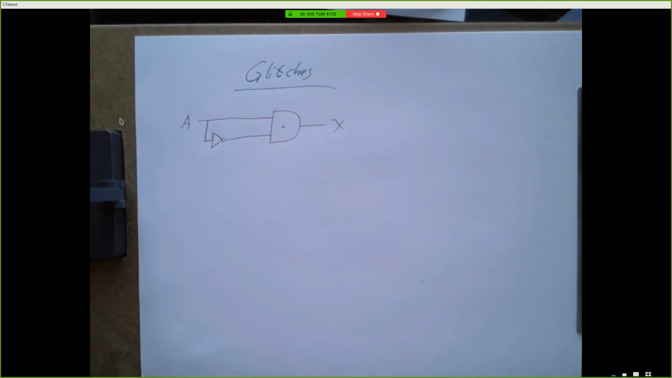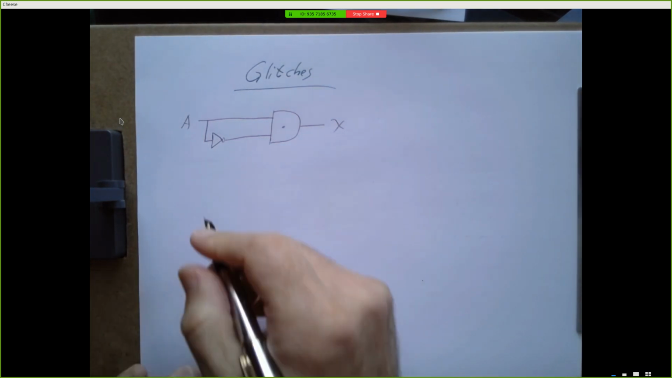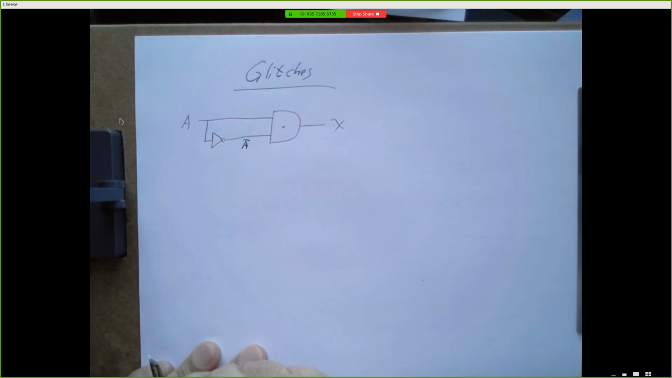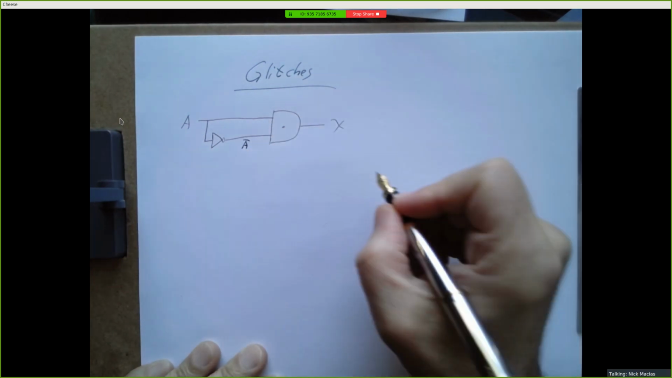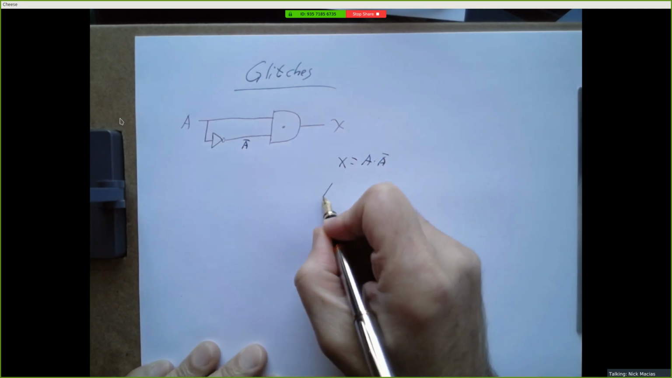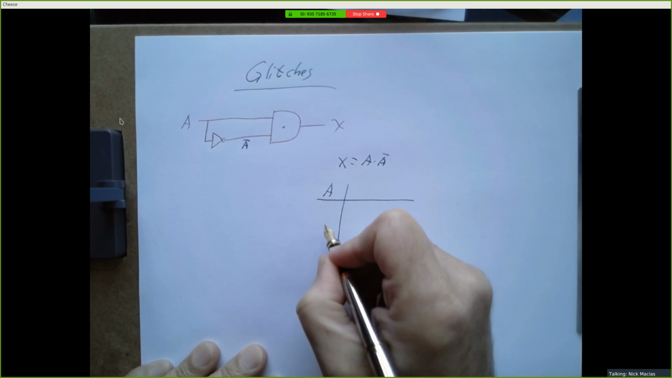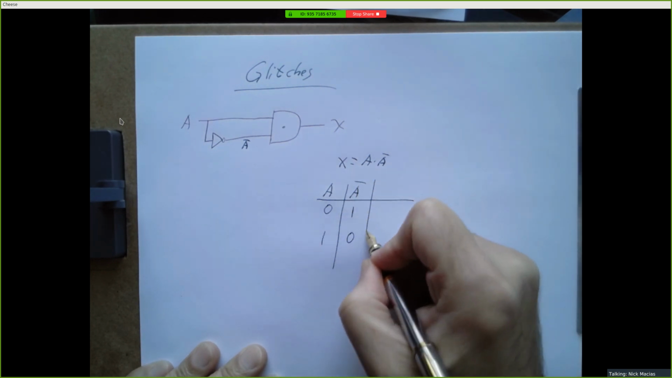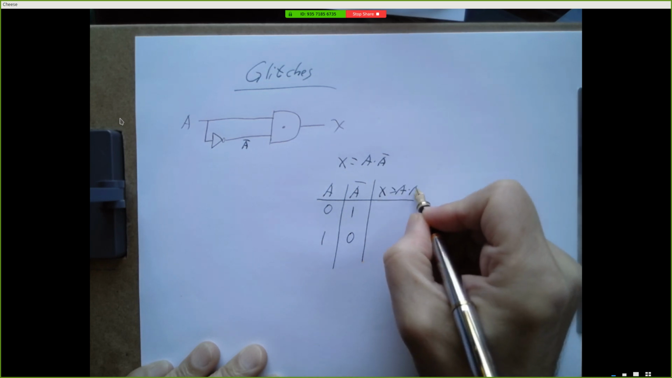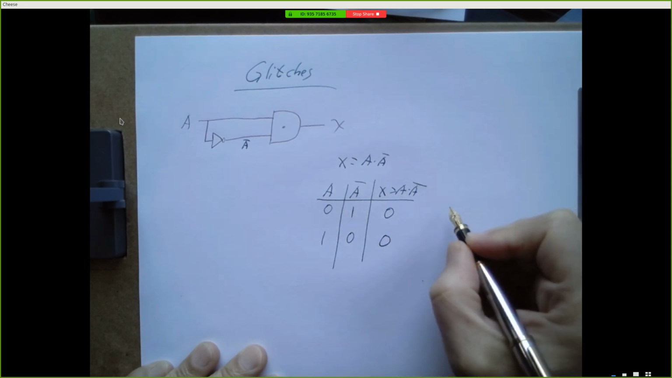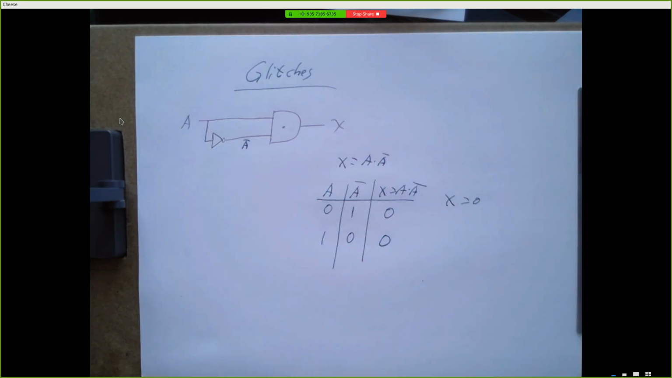And we can analyze this. So I know that if A is coming in here, the output of the inverter is A bar. And so the input to my AND gate is A and A bar. X is equal to A ANDed with A bar. So I can make a truth table. A is either a 0 or a 1. A bar will be the opposite. If I AND these two, I get 0. If I AND these two, I get 0. My output X should just always be a 0.